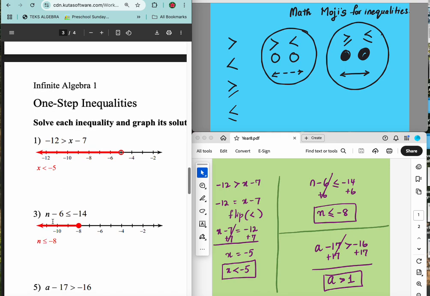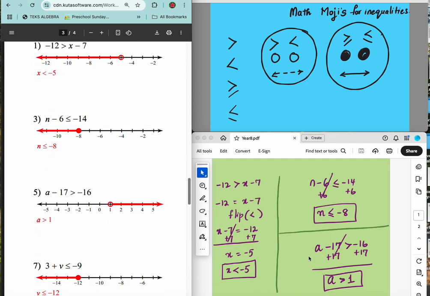Next example, n minus 6 is less than or equal to negative 14. You would solve this by adding 6 on both sides. Therefore, n is less than or equal to negative 8. When you have this symbol, you refer to this math emoji, which tells you that it has to be a solid dot. That means you are including that number. So negative 8 is included. That's why you have a solid dot, and it is still less than, so going in the left direction.